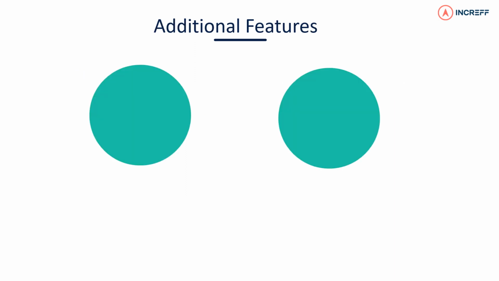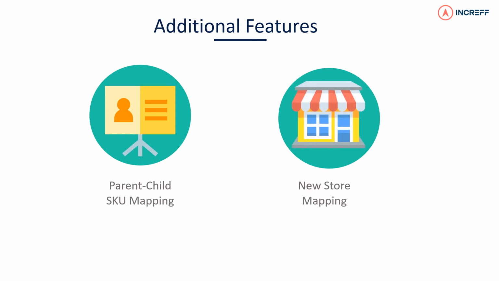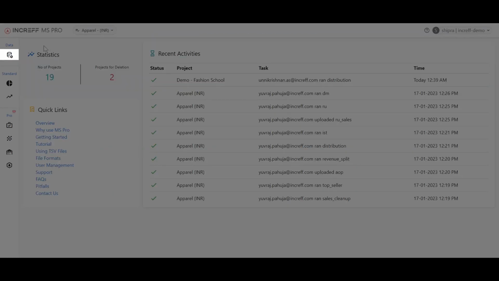The master module also has two additional features. These are parent-child SKU mapping and new store mapping. These special features help you take better business calls. Let us have a look at the data creation and master module inputs.